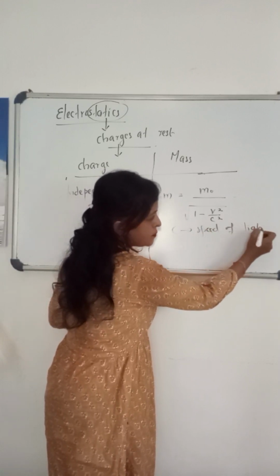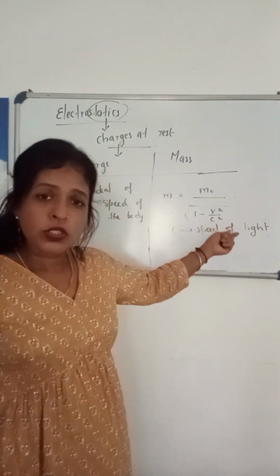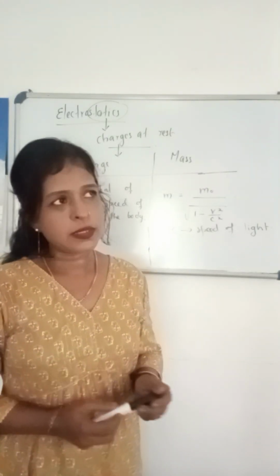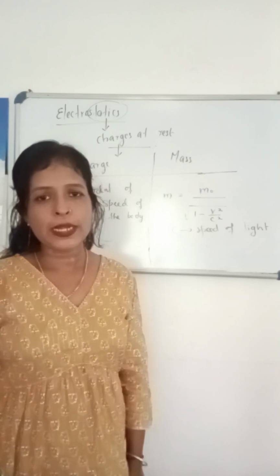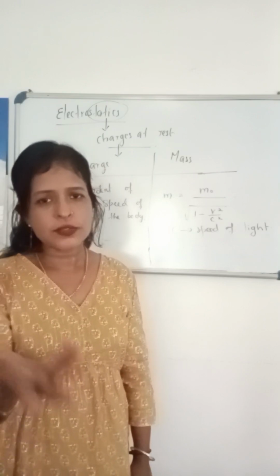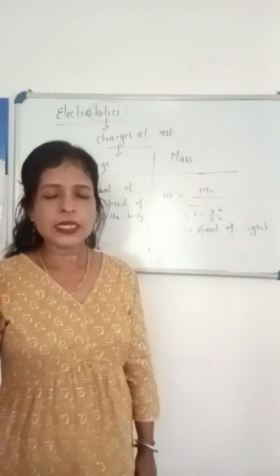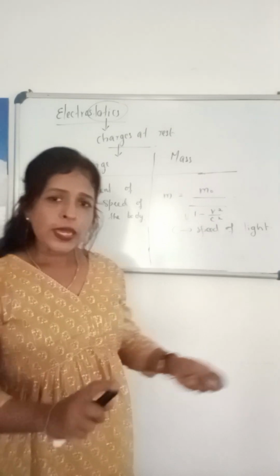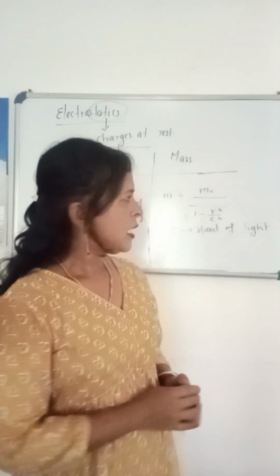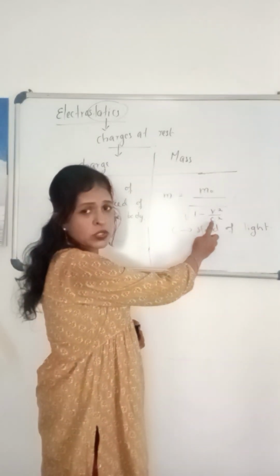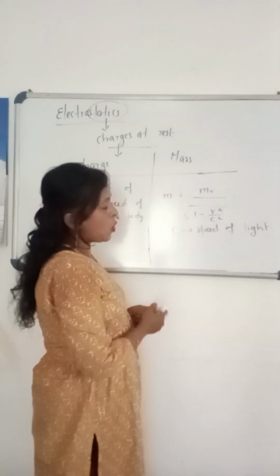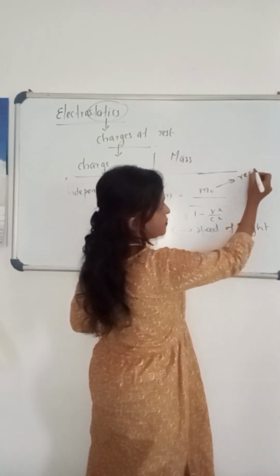Speed of light. If you are telling the velocity of a body, suppose the speed of a bus is 20 kilometer per hour, or a train having 40 meter per second, and you compare that velocity with the velocity of light, it is a very small quantity. If v is very small compared to the velocity of light, we can neglect this. So, what is m0? m0 means it is the rest mass.